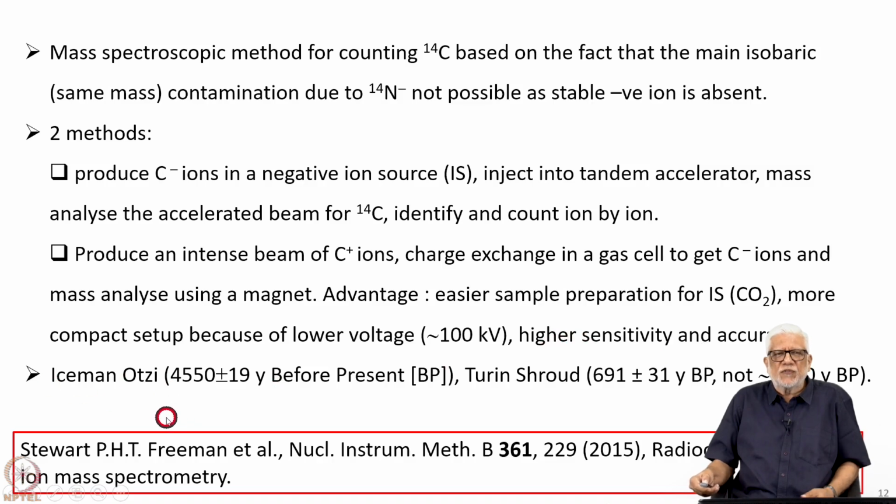I will give two examples of carbon 14 dating. These are some of the references for the second method. The examples are the so-called Iceman Otzi, who was about 4,500 years before the present, and the Turin Shroud, which is only about 700 years before the present, not 2,000 years, at least from the sample from which the carbon 14 dating was done.